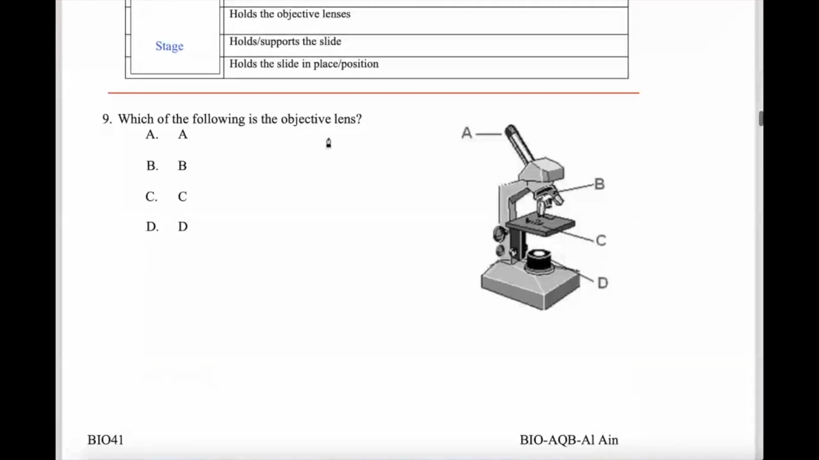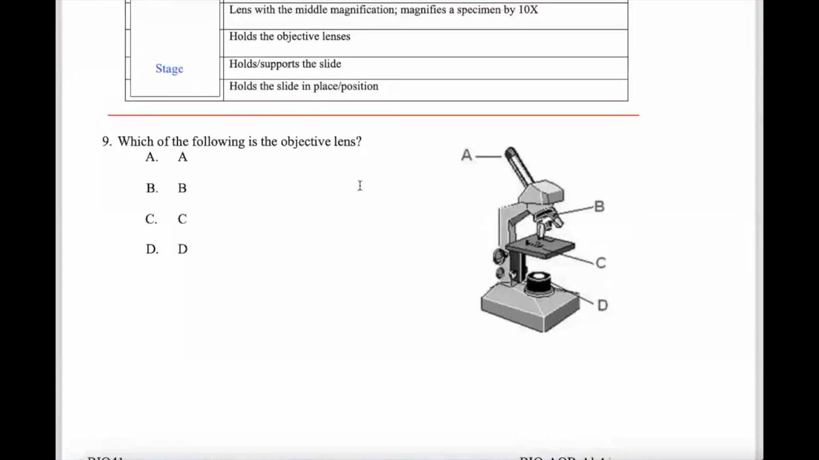Which of the following is an objective lens? B. B is the objective lens. A is the eyepiece. C is the stage clips, or we can say stage as well, because it's not very clear. And D is the light source. Yes, light source. Very good.